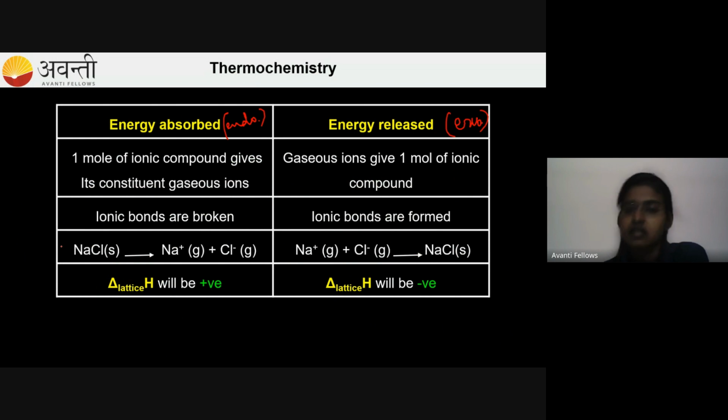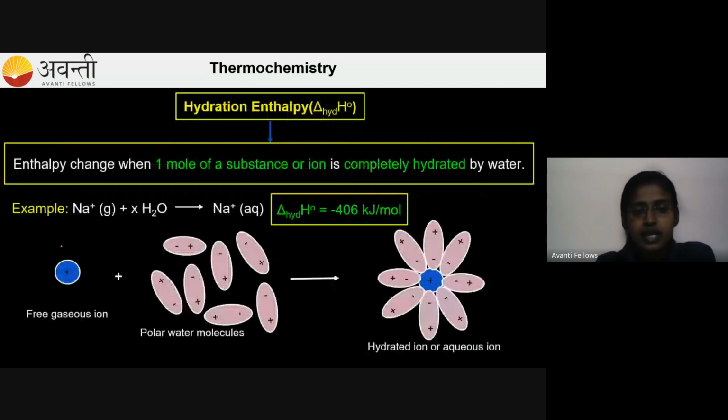Okay, good. So the next is hydration enthalpy. It is denoted by delta H hydration naught. The enthalpy change when 1 mole of a substance or ion is completely hydrated by water is called hydration enthalpy. Here you see gaseous sodium cation is reacting with X moles of water to produce Na plus cation in aqueous form. This is the gaseous sodium, and it is surrounded by X amount of water molecules.